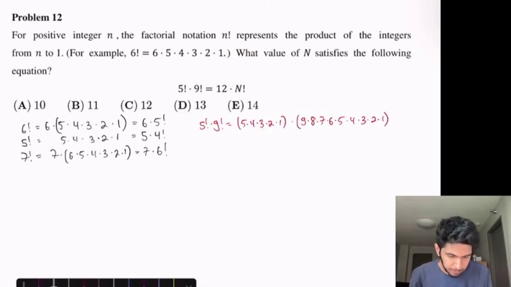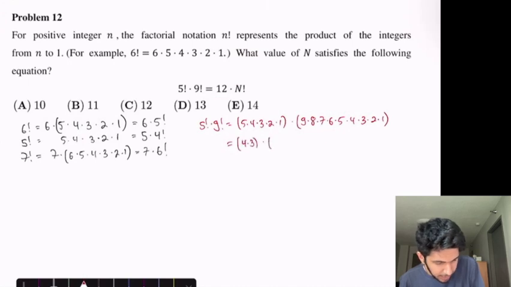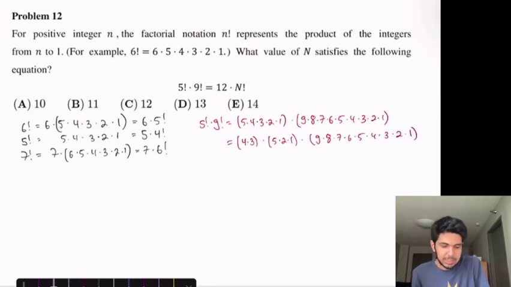So for example, let's take this 4 and this 3 out. We'll say that this is equal to 4 times 3 times 5 times 2 times 1 times 9 times 8 times 7 times 6 times 5 times 4 times 3 times 2 times 1. So it's just rearranging these terms in a friendly way.